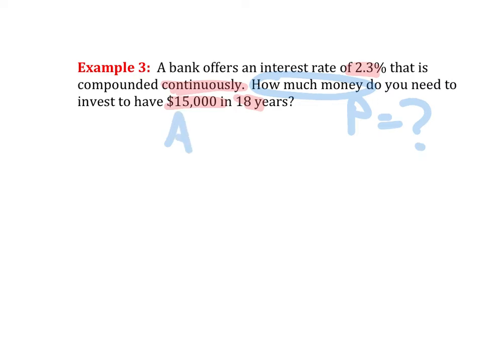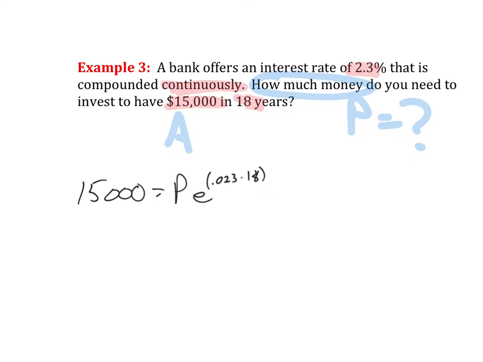So let's set this up. I want to end with 15,000. I have no idea what I've started with, but I know the rate was 0.023, and we're in there for 18 years. Whenever we solve these problems, there are 1, 2, 3, 4 variables to plug in for. They'll give you 3 of those 4, and you have to solve for the missing piece.